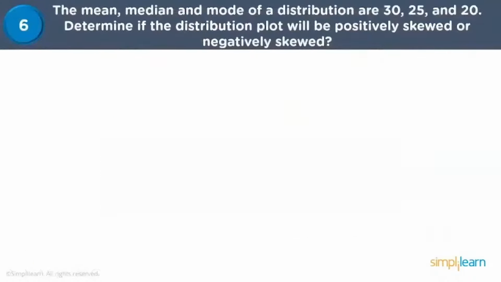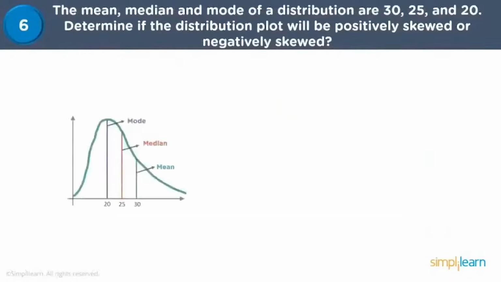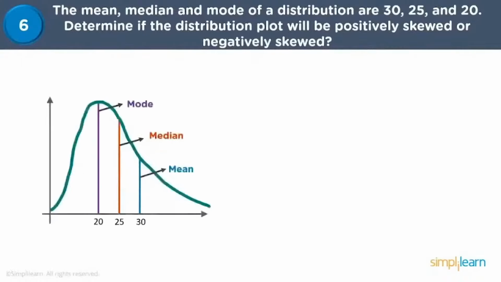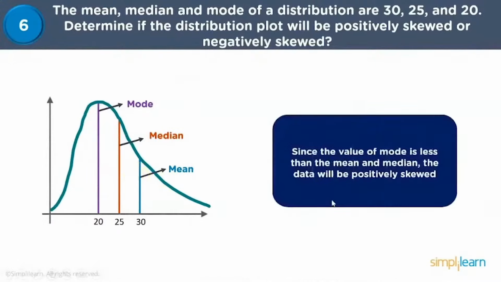Now moving to the sixth question, the mean, median and mode of a distribution are 30, 25 and 20. We need to determine if the distribution plot will be positively skewed or negatively skewed. So you can see from the distribution graph, the mean is to the right, median in the middle and mode to the left. So since the value of mode is less than the mean and median, the data will be positively skewed. And similarly, the skewness of the distribution is on the left if the mean value is less than the median and the mode occurs at the highest frequency of the distribution.